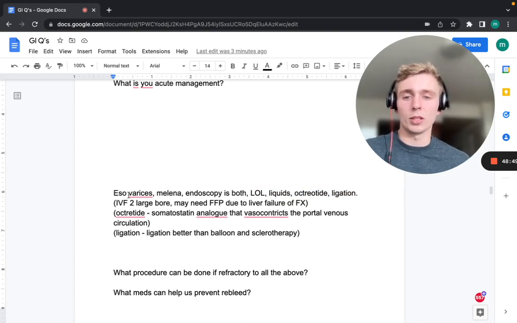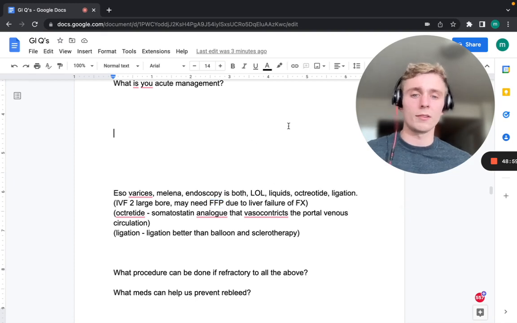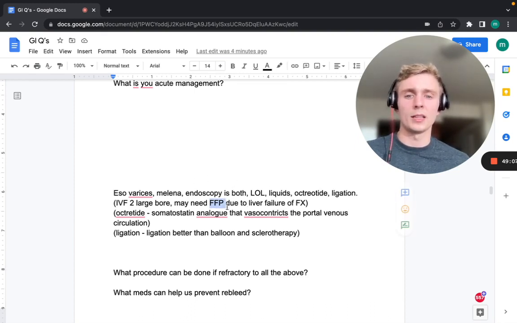And of course, for liquids, IV fluids, 2 large bore needles, 2 large bore catheters may be needed, and also fresh frozen plasma potentially, because this is due to liver failure after all. So we're going to have a decrease in those synthetic functions, like we said before, and a decrease in those clotting factors. So we may need FFP in this case too, as part of our liquids.